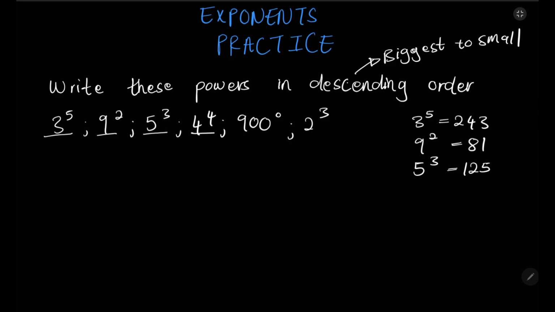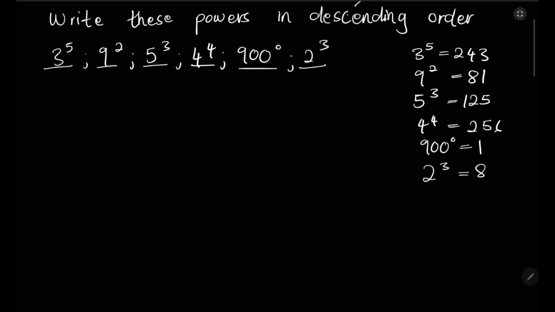4 to the power 4. 4 to the power 4 is equal to 256. 900 to the power 0. 900 to the power 0 is equal to 1. 2 to the power 3. 2 to the power 3 is equal to 8. So let's check these numbers.